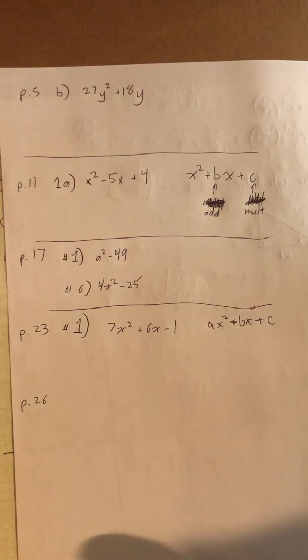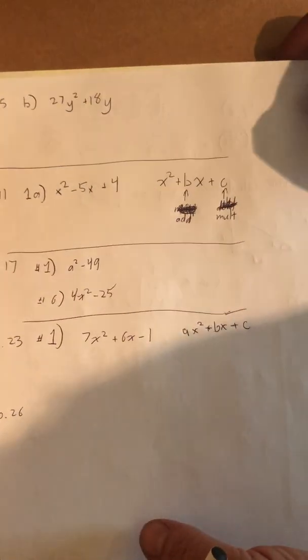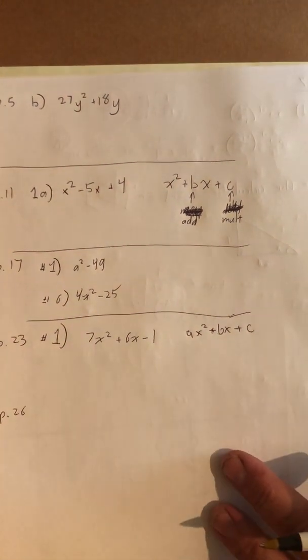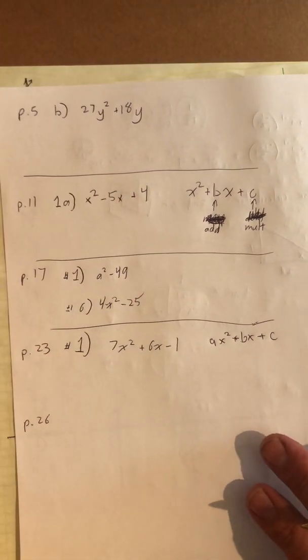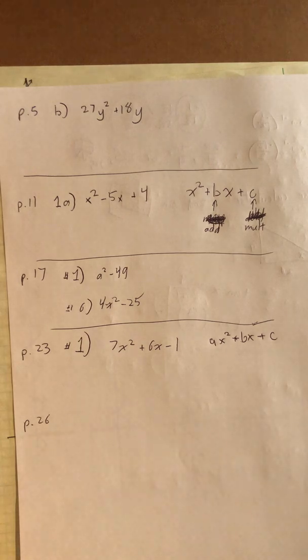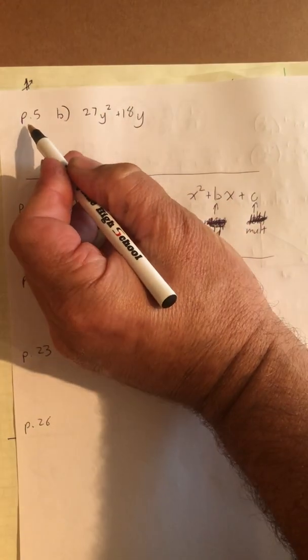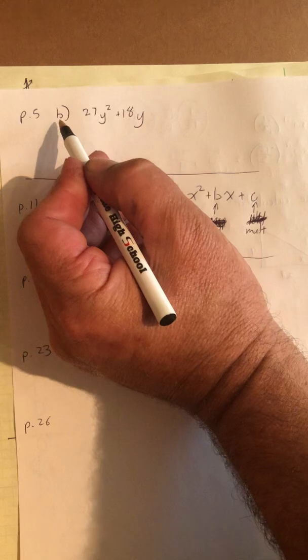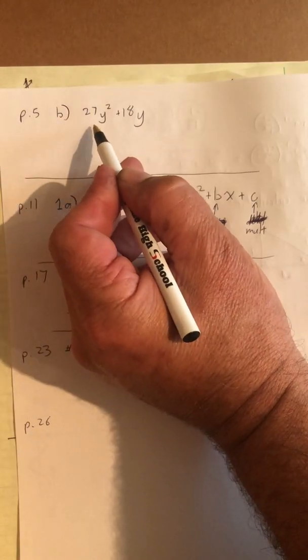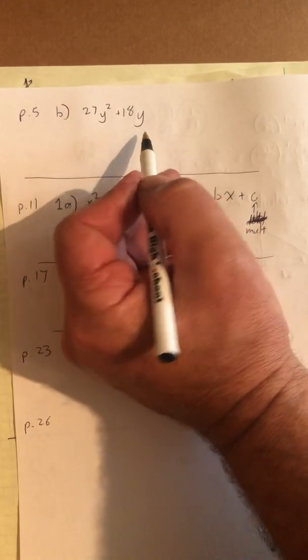Okay, Algebra 1. I'm posting this assignment on factoring using all the different methods. And to go with the Khan Academy videos I'm going to be dropping for you guys, I'm also just going to work a couple of examples. So the first part that's due is from page 5. And on page 5, part B, there it is right there, 27y squared plus 18y.